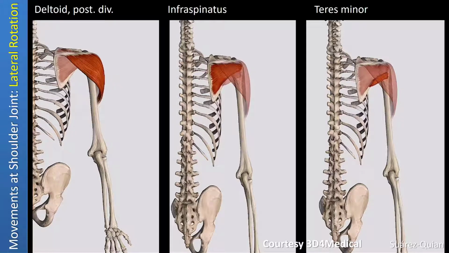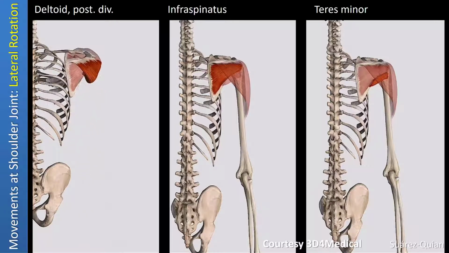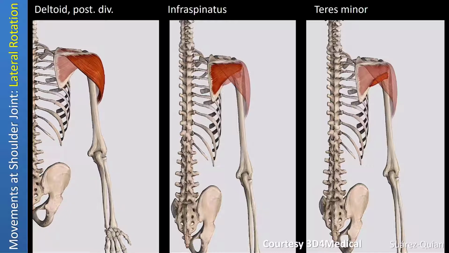In contrast, 3 muscles bring about lateral rotation: the posterior division of the deltoid, the infraspinatus, and the teres minor.